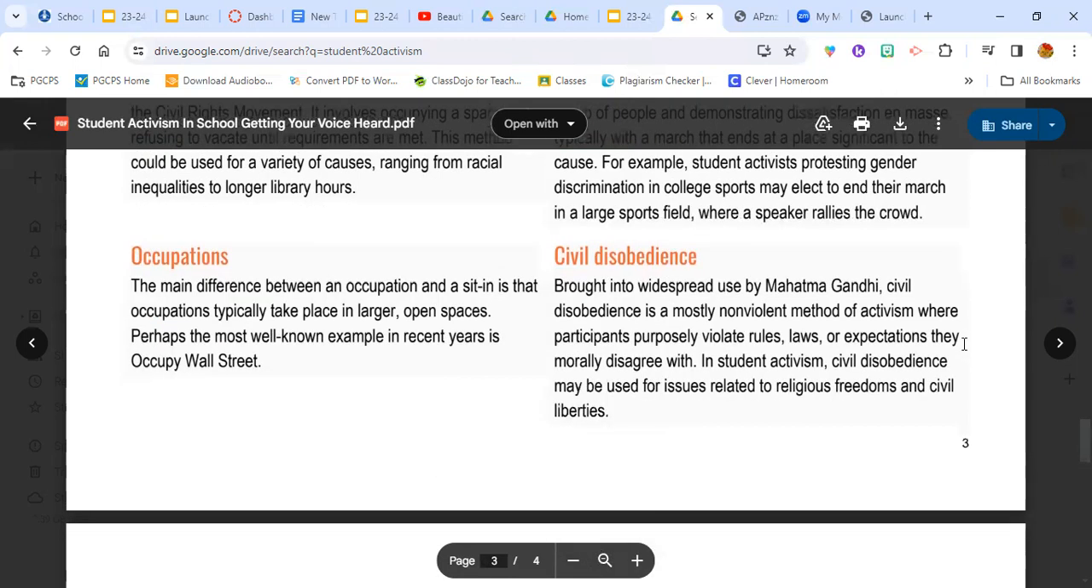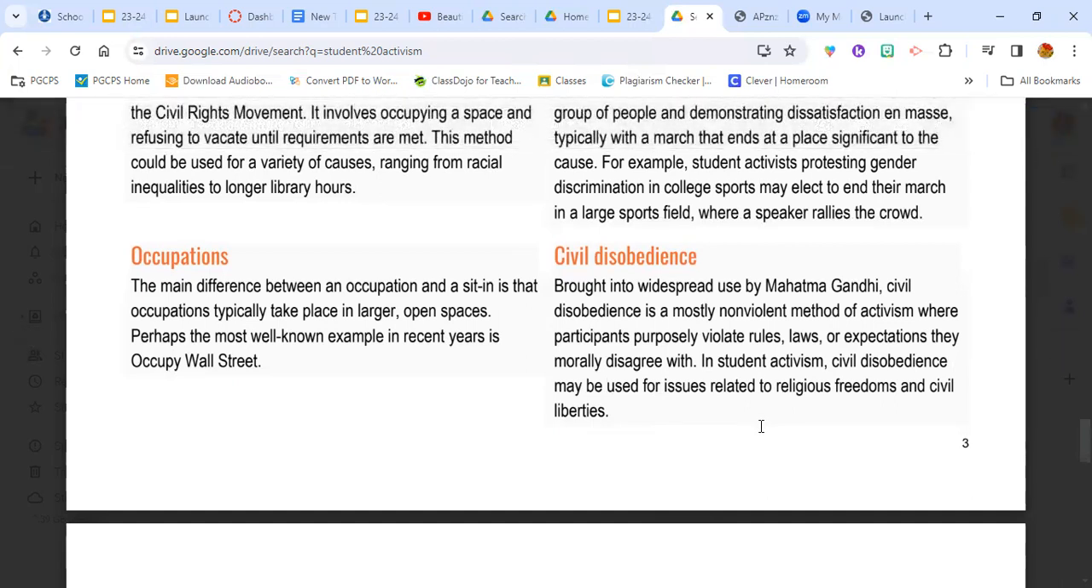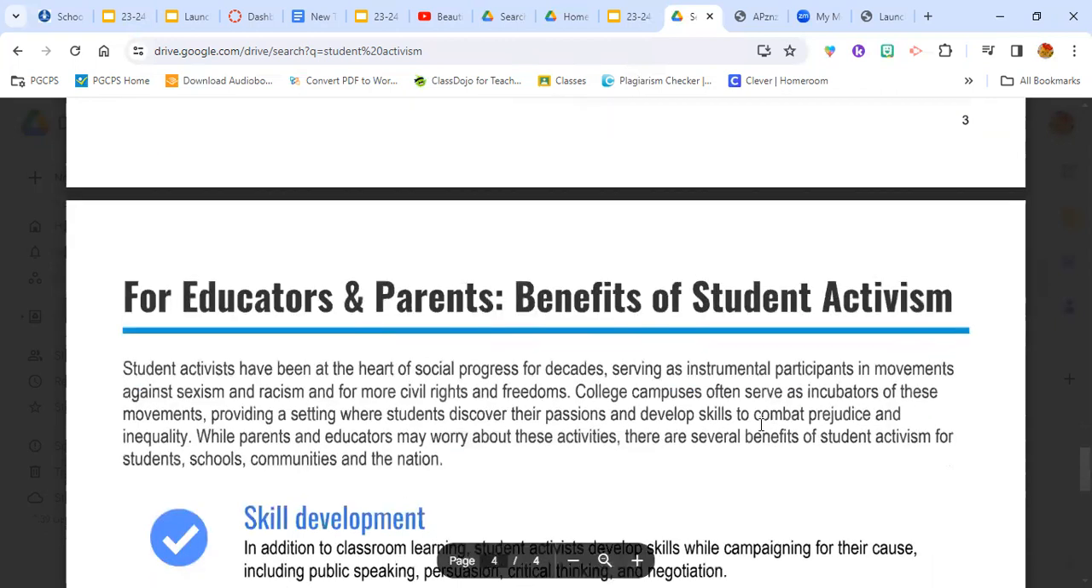Civil disobedience. Brought into widespread use by Mahatma Gandhi, civil disobedience is a mostly nonviolent method of activism where participants purposely violate rules, laws, or expectations they morally disagree with. In student activism, civil disobedience may be used for issues related to religious freedoms and civil liberties.